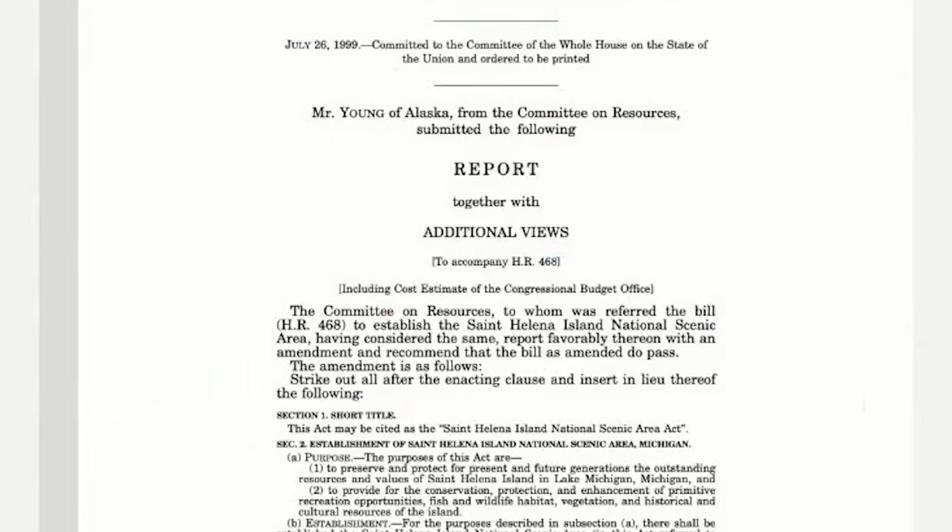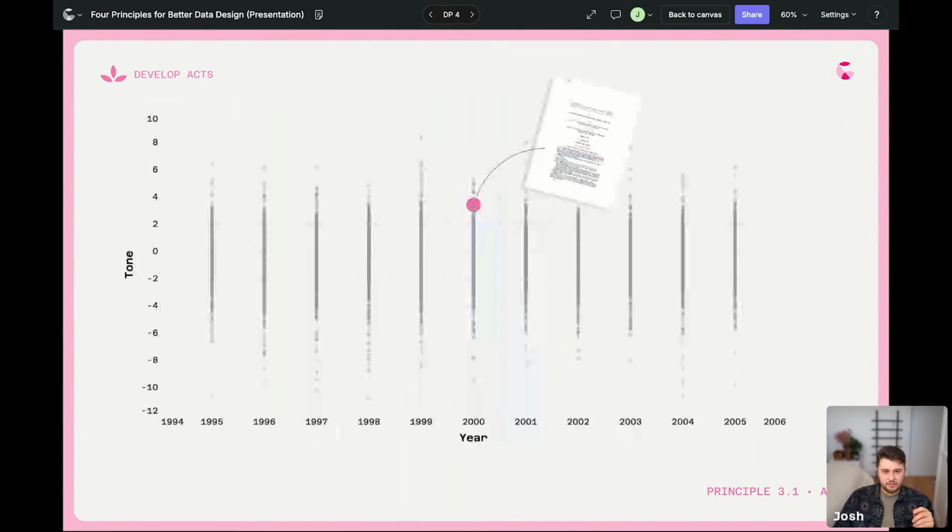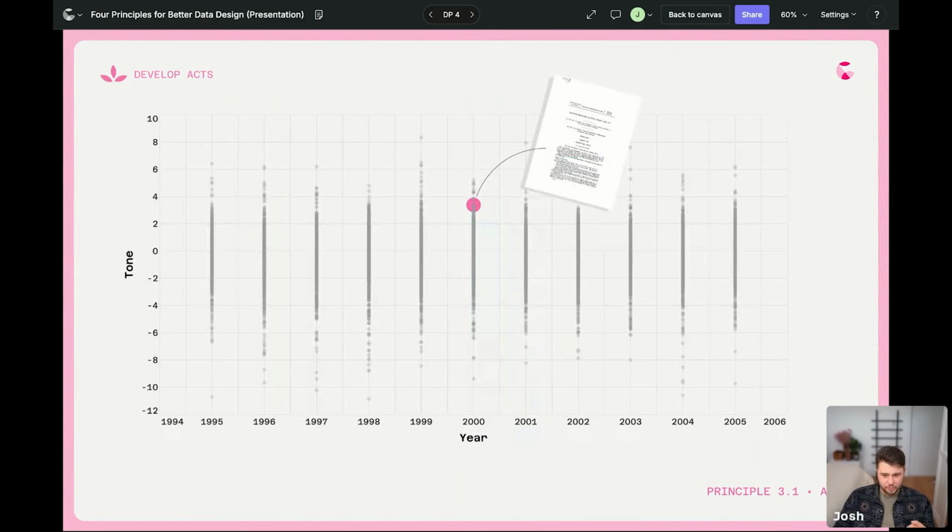But what Valerie does not realize is that 25 years earlier, the Senate Energy Committee advanced an act that conserved 240 acres that allow people like Val to hike and bike and explore St. Helena. This is only one act that passed through the federal government within this giant database from 1995 to 2005. Included in this GDELT book data set is a measure of tone.